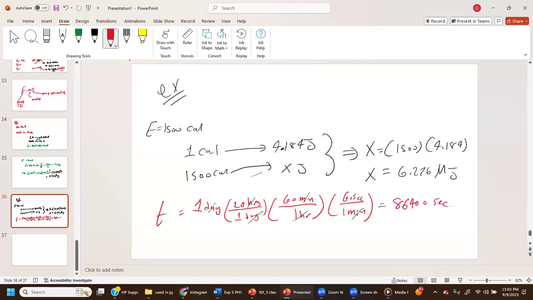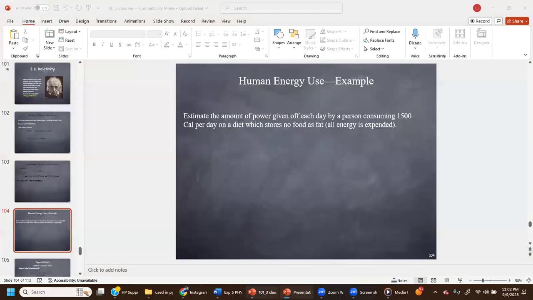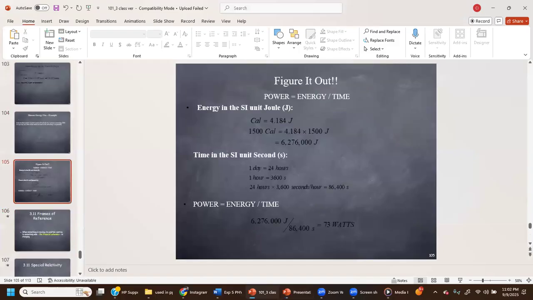seconds, which means we're looking for power. And your power is your work per time. In this case, it'd be your 6.276 times 10 to the 6, which is your mega, divided by 86,400 seconds. And you should get 73 watts. Let's check on our answer. Yep, 73 watts. So that's good.